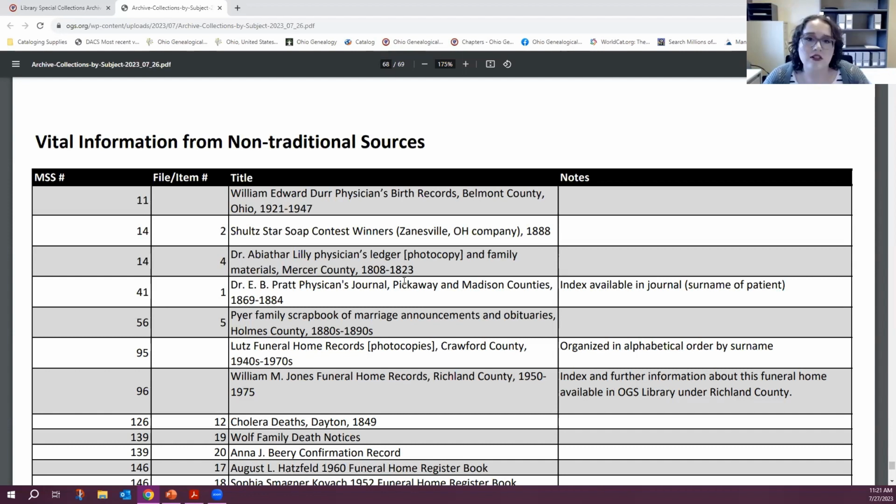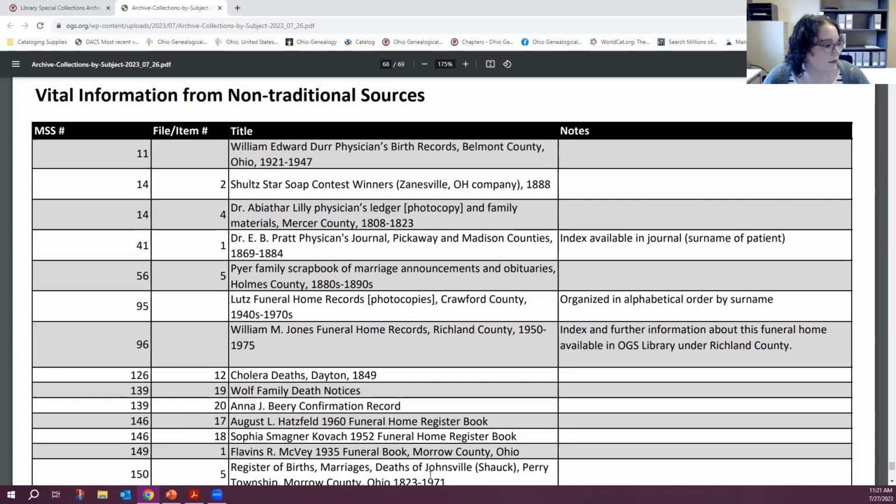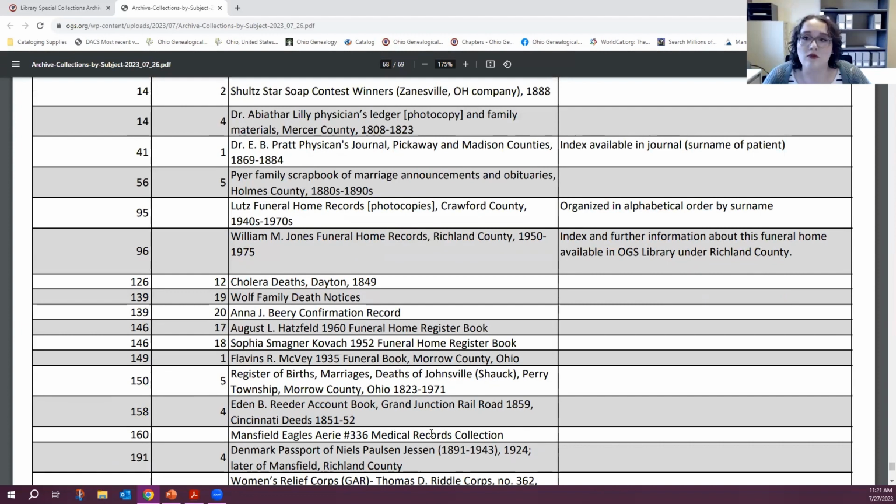So we also have a couple of physicians' journals, as well as funeral home register books. We've gotten those from families as well as other sort of account books. So people who were in businesses or who loaned money. So these ones are worth looking into if you kind of know your ancestor was living in a certain area at a certain time.